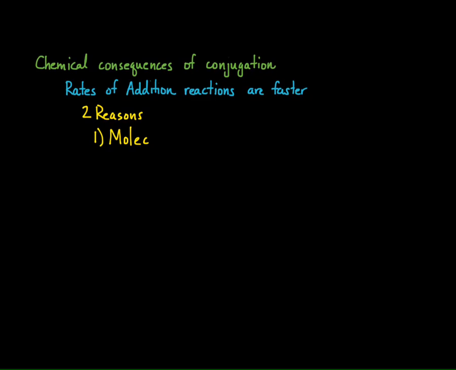The first reason we can think about in terms of the molecular orbital view of alkenes versus conjugated dienes. We're going to just take the simplest approach that we can, and compare ethylene, the simplest alkene, to 1,3-butadiene, the simplest conjugated diene that we can have.